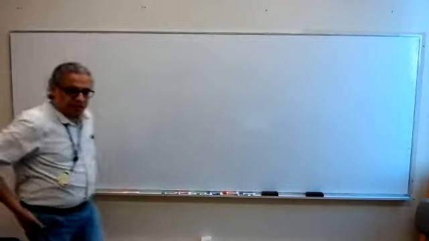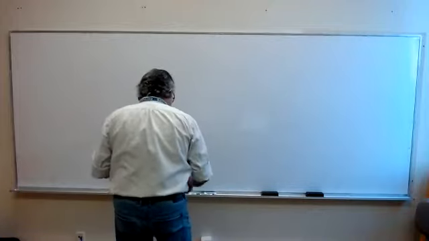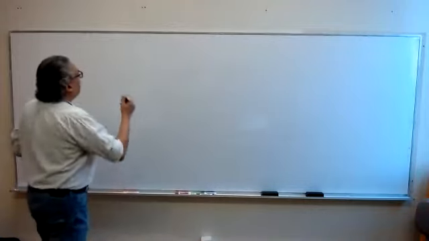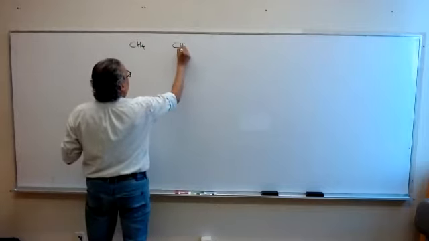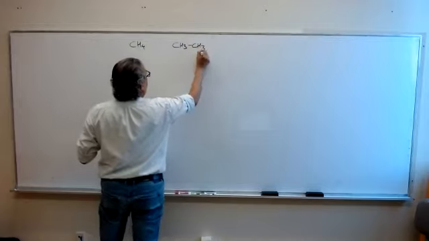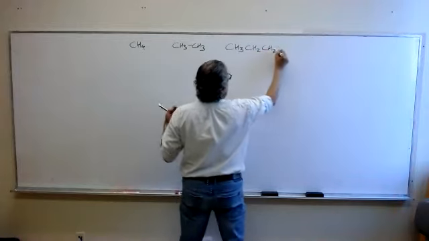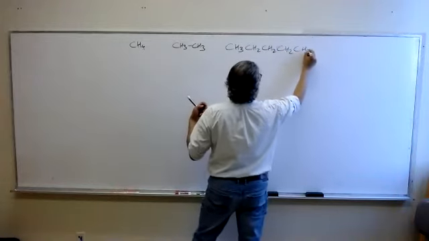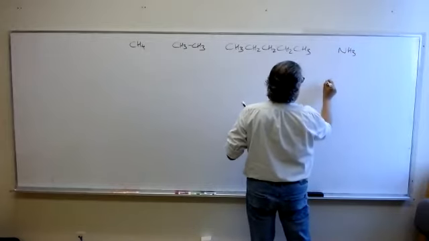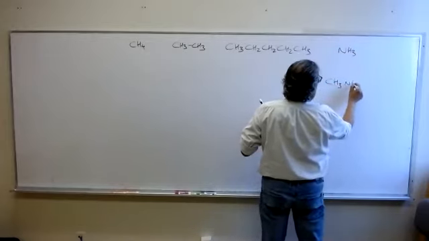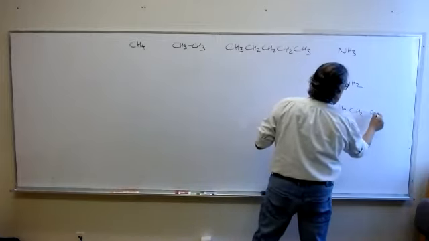Okay, so if you see a molecule that looks like this, I definitely need new pens by now. Okay. So this is CH4. This is CH3, CH3. This is CH3, CH2, CH2, I'm just going to extend it, CH2, CH3. This is NH3. This is CH3, NH2. This is CH3, CH2, OH.